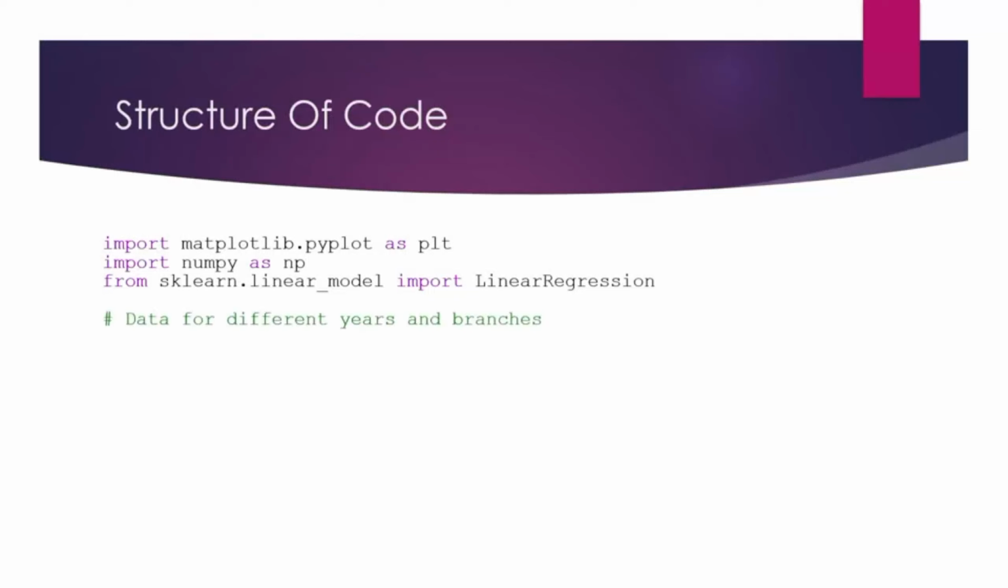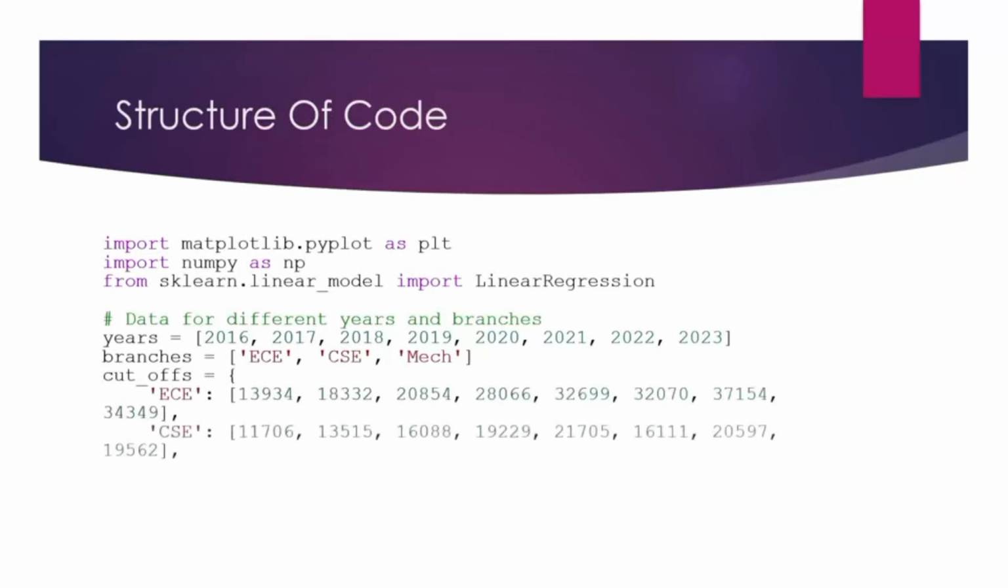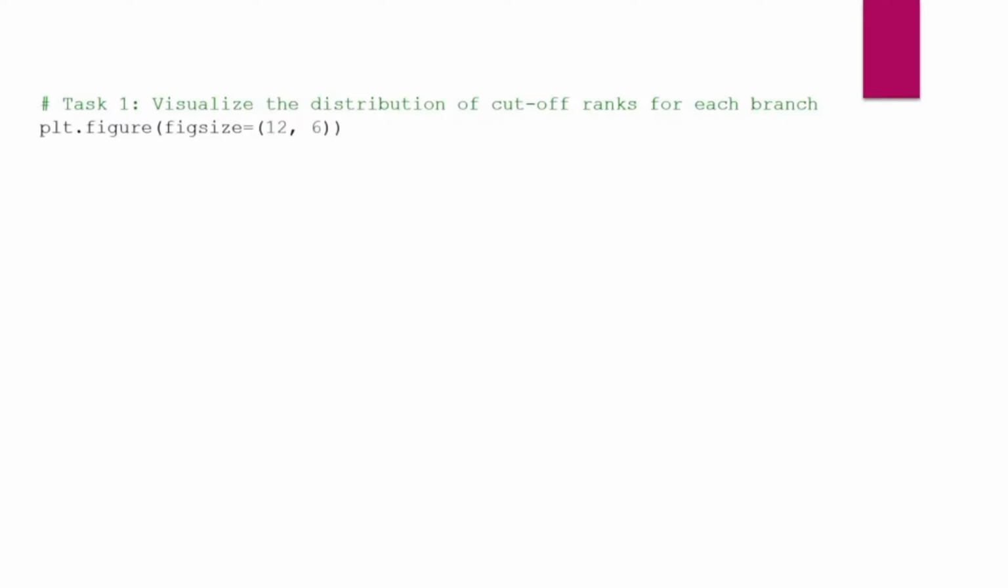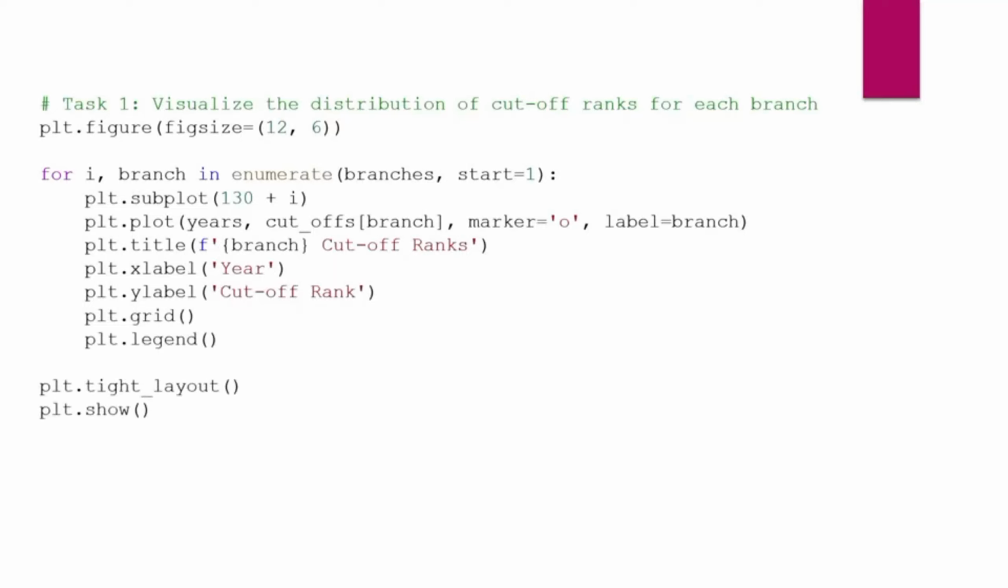Next, we define the data for different year and branches. We have years from 2016 to 2023 and corresponding cutoff ranks for the three branches, ECE, CSE, and MEC. Let's move on to our first task, which is to visualize the distribution of cutoff ranks for each branch. We create a figure with subplots for each branch to provide clear visualization. The plt.plot function is used to plot the data points and labels, titles, legends are set for each subplot.